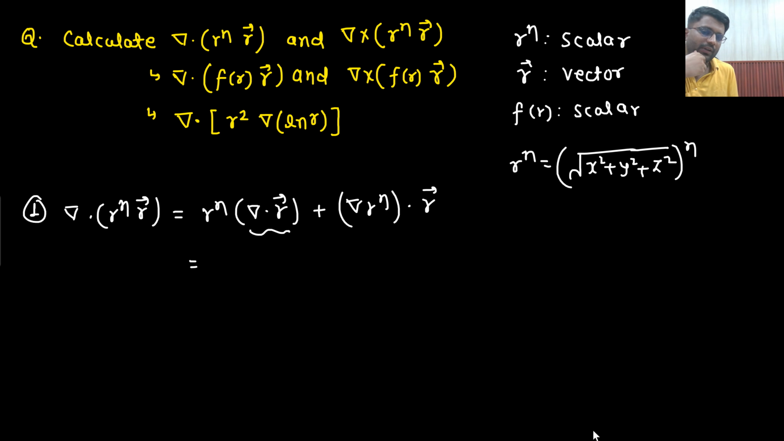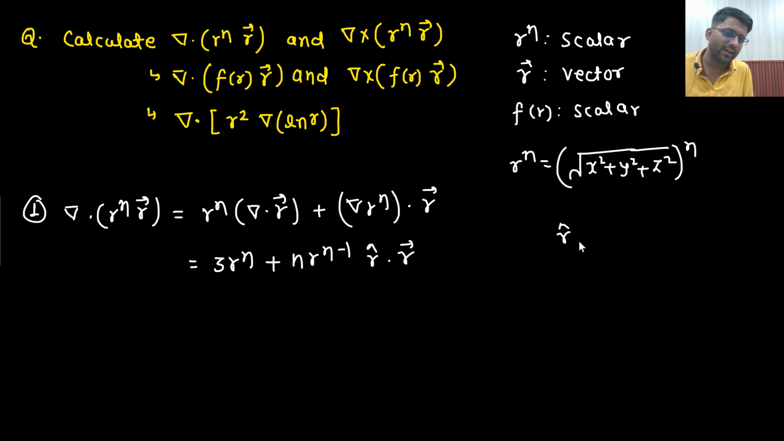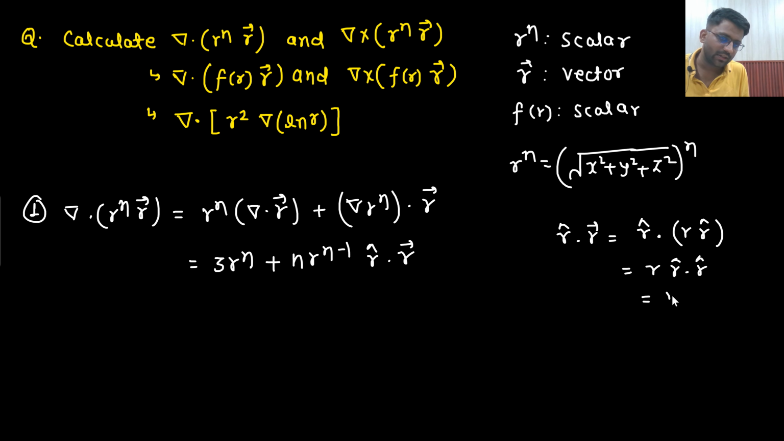Now what is the result of del dot r? That is nothing but 3 r to the power n. Del dot r is 3. Now what is the result of del r to the power n? It is n r to the power n minus 1 r cap, dot r vector. Now I am writing down the result of r cap dot r vector. What is r vector? It is r r cap, magnitude and direction. r comes outside, r cap dot r cap will be 1, so that equals r only. Always remember this.